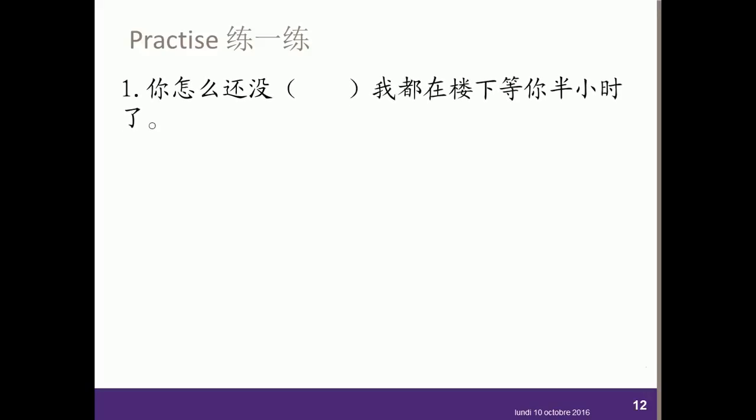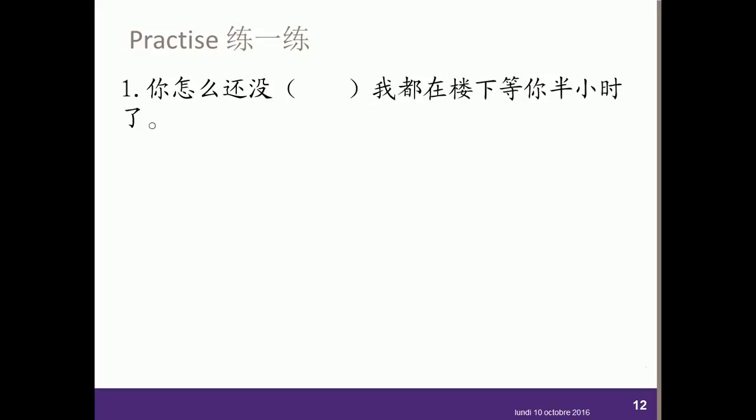Okay, here, practice. 练. First sentence. 你怎么还没什么什么？我都在楼下等你半小时了。So the speaker is downstairs because it shows in the last sentence, 我在楼下等你.